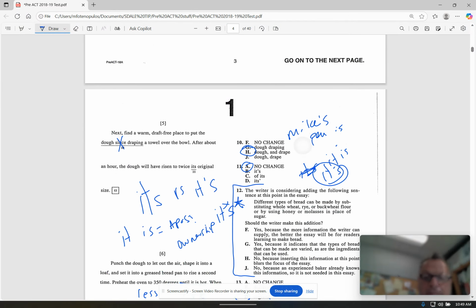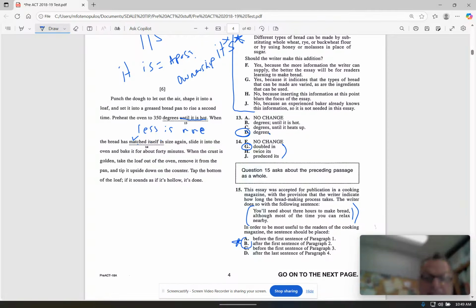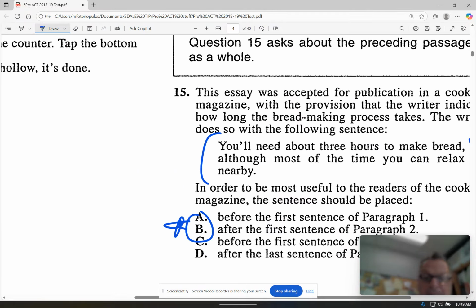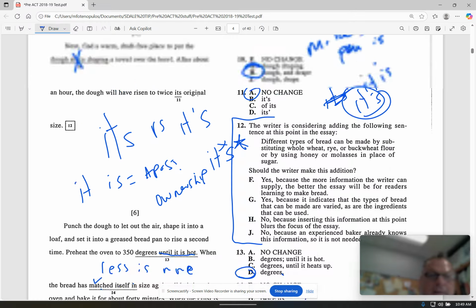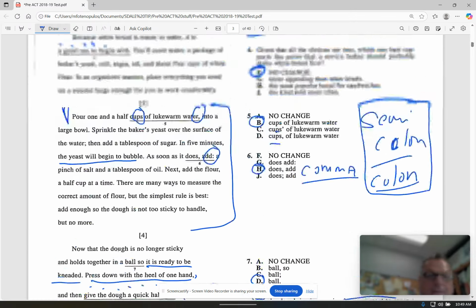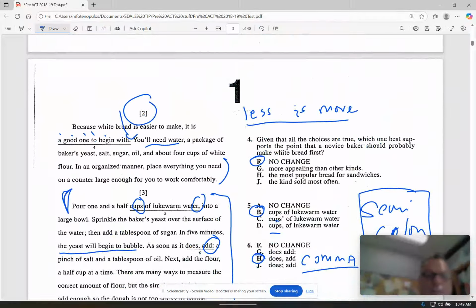The one that I like best though is B. I like that the best. After the first sentence of paragraph 2. Let's go back there and figure out why that is. You'll need water and a package of baker's yeast. You'll need about 3 hours to make the bread. So it keeps up with this whole thing of you'll need. It keeps up with what we're going to need to do. Okay, that's good enough on that.